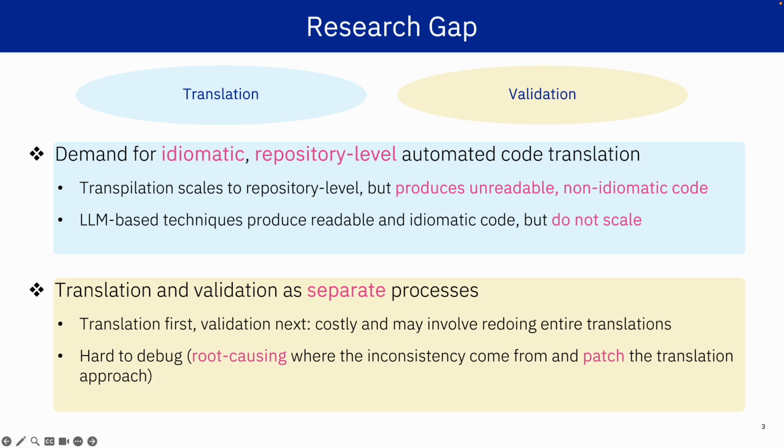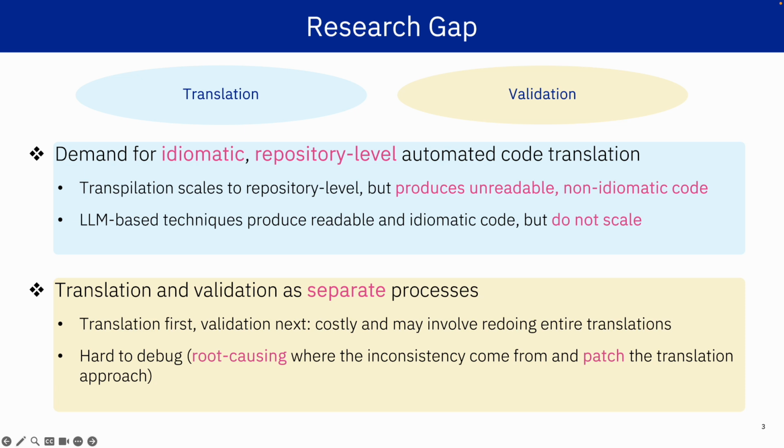So there are some research gaps in this domain, specifically in the translation component. It demands idiomatic code in the translations, and there's also a need for translating repository level code. Existing transpilation techniques can scale to repository level code, but the problem with them is they produce unreadable and in most cases non-idiomatic code. LLM-based techniques can produce more readable and idiomatic code, but the problem with them is they do not scale to repository level code because of their limited context window size.